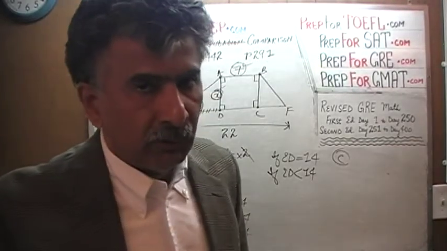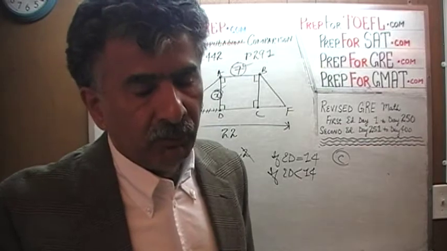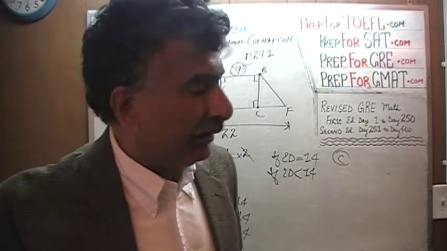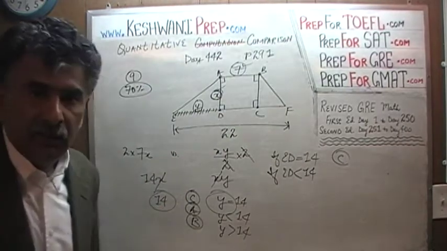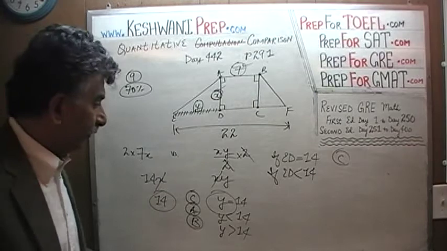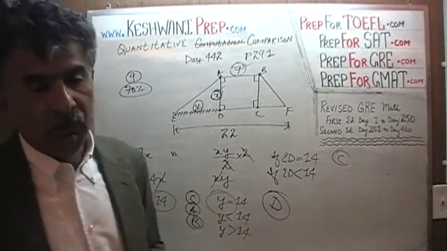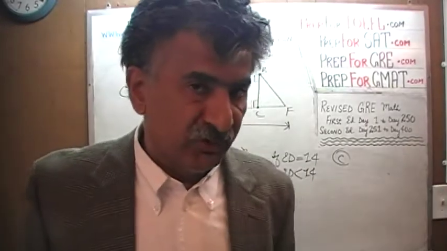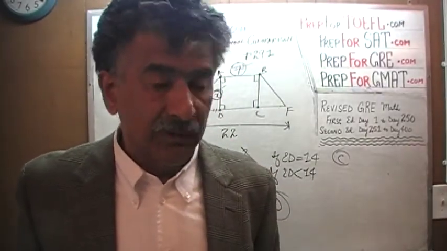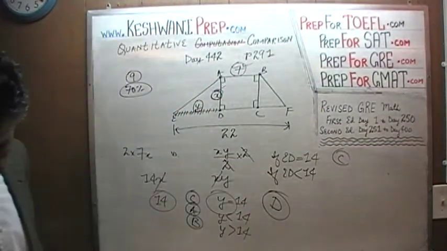Do we have any way of figuring out what distance E to D is? The answer is no. There is no way for us to ascertain the length of the segment E to D. And since there is no way for us to ascertain the length of this segment here, the answer is D, because it depends how long ED is. If ED happens to be equal to 14, the answer is going to be C. If E to D does not happen to be 14, the answer is not going to be C, and therefore it is D.